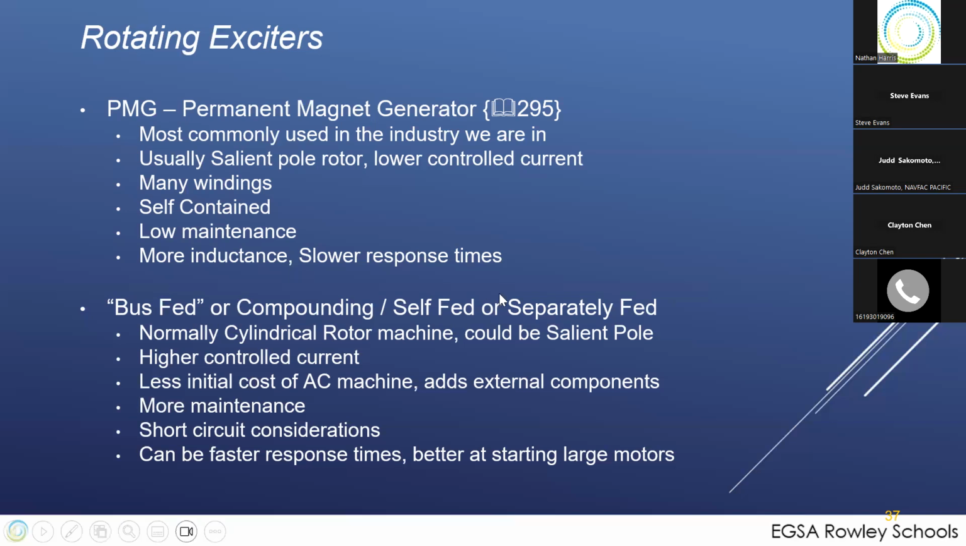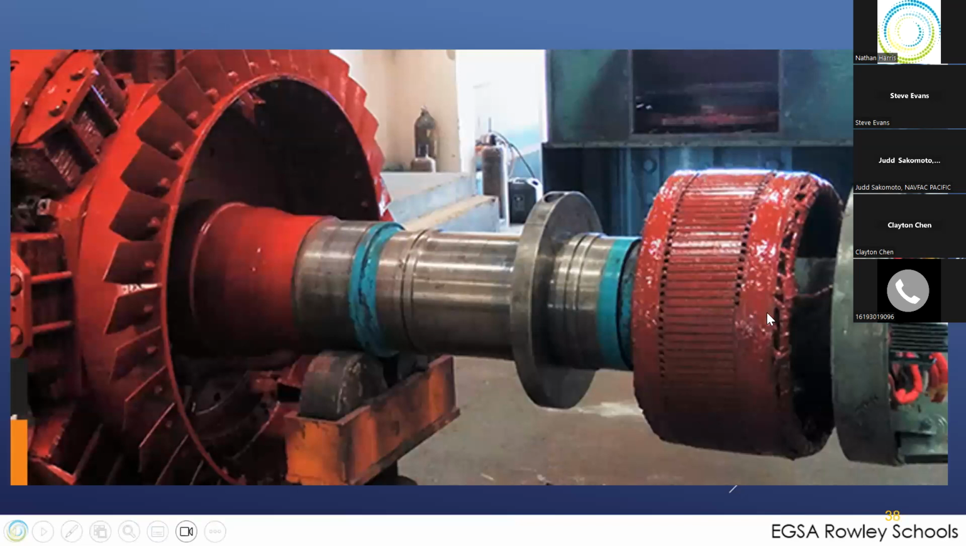So the PMG, here are the components of a PMG. You can see them on the shaft. Here's the exciter, the rotating exciter. To the right are the diode assemblies. And then they go back down the shaft and come out. I don't think you can see them on here, but they come out and run the poles wound on the rotor.